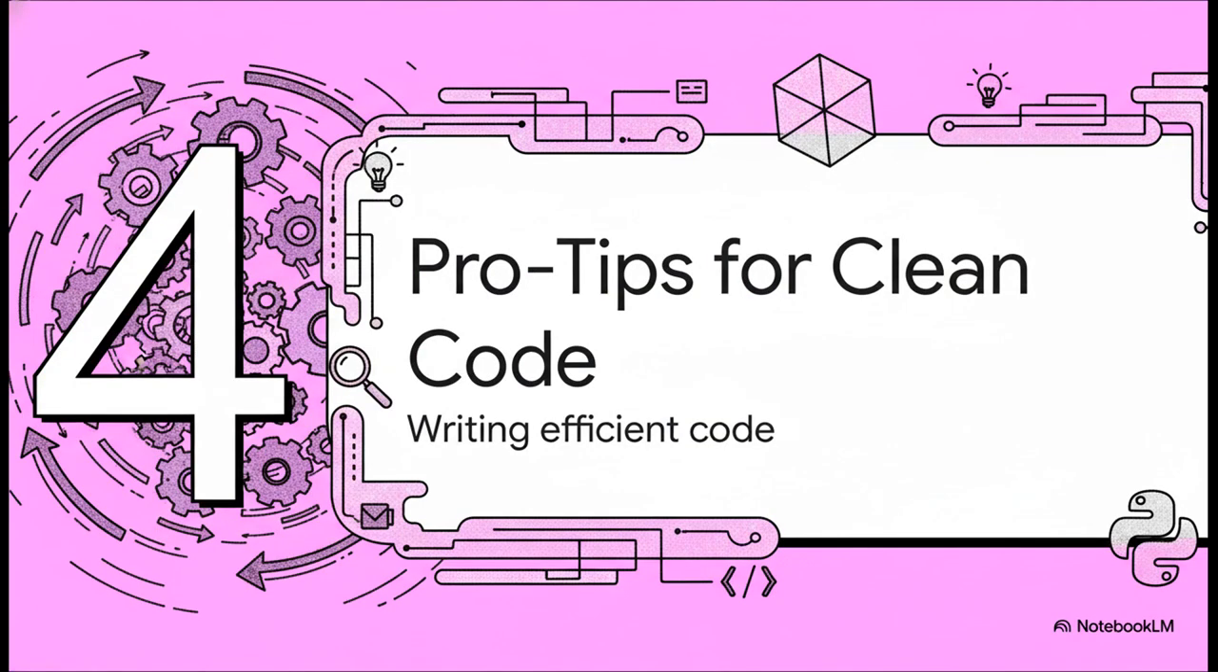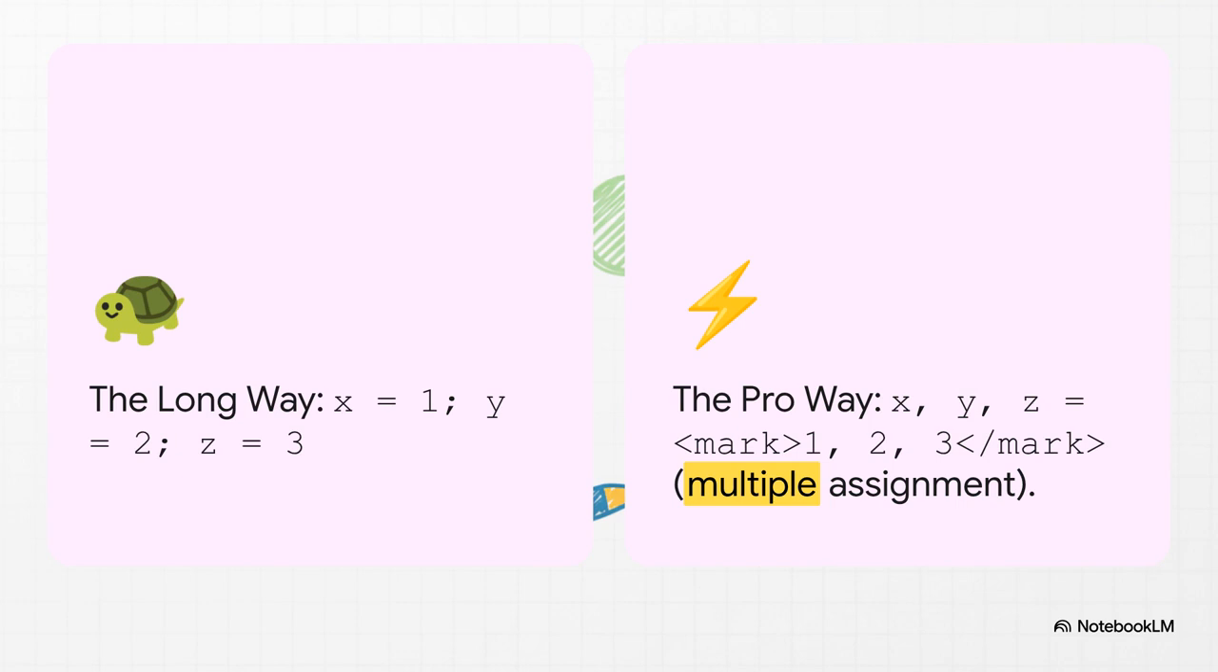All right, you've totally got the basics down now. So let's level up with a couple of pro tips that will help you write much cleaner, more efficient code from day one. Okay, check this out. This is a perfect example of working smarter. On the left, we're creating 3 variables, and it takes 3 lines of code. It works, but it's a little repetitive.